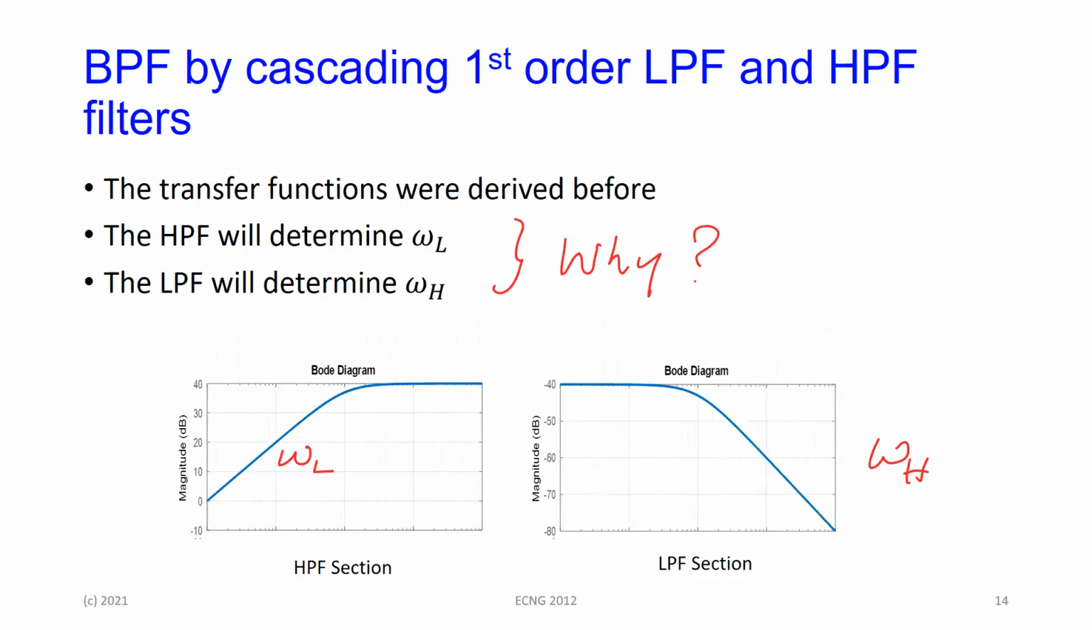Right? So, here are the things. The high pass filter determines the lower cutoff frequency, and the low pass filter determines the higher cutoff frequency. Why is that?